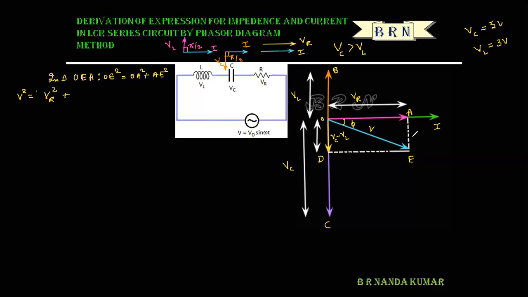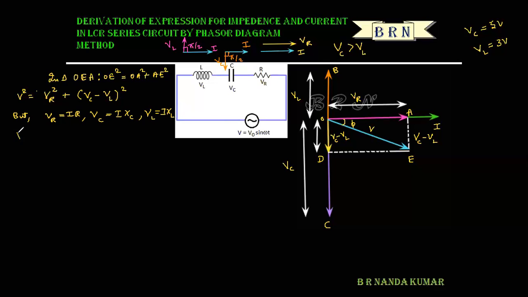So even A is also the same, that is VC minus VL. The magnitude of OD is equal to the magnitude of A. So A square is VC minus VL whole square. But the value of VR according to Ohm's law is IR, and VC is I into XC, right? And VL is I into XL.